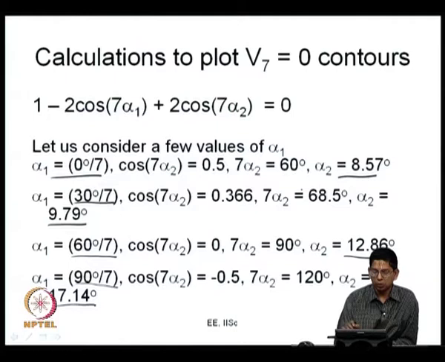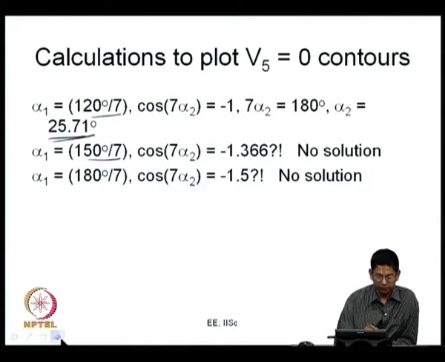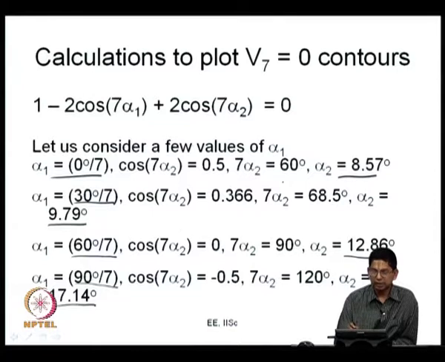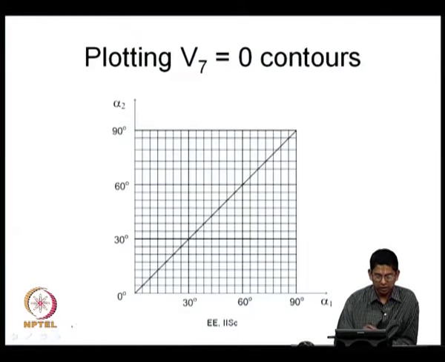So, first is 0 and alpha 2 is 8.57 degrees. So, alpha 1 is 0 and alpha 2 is 8.57 degrees. Basically, more than that what I can say is 7 alpha 2 is 60, alpha 2 is 60 by 7. What I have done here is I have divided every 30 degrees into 7 grids. I have just made a suitable kind of a grid here. So, one grid here is 30 by 7. So, 60 by 7 is here, my point is somewhere here.